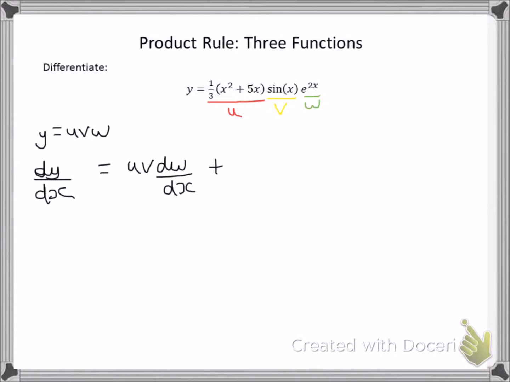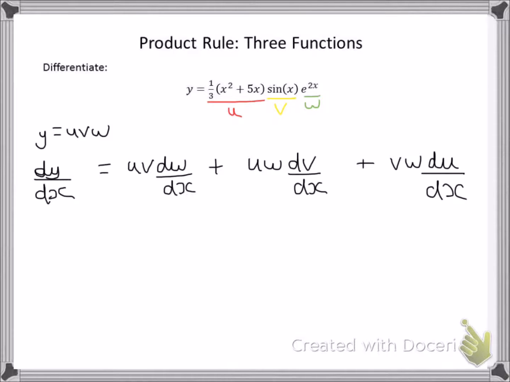Then you add. You differentiate the second one and leave the other two functions alone. So it's u and w we're leaving alone, u, w, and differentiate the second one. And then finally you add the differential of the first one and you leave the other two functions alone. So we have v, w, du dx.